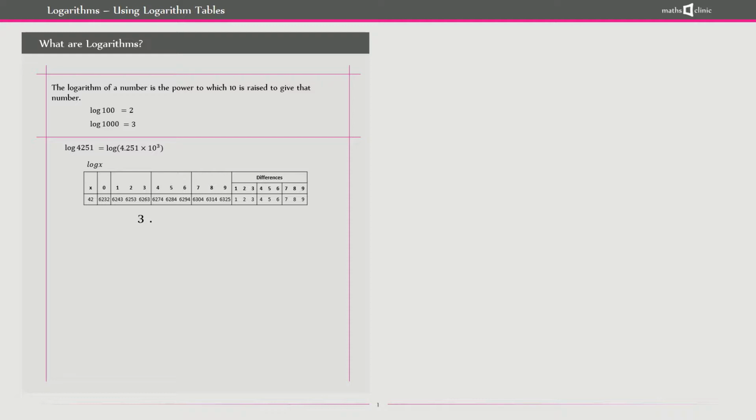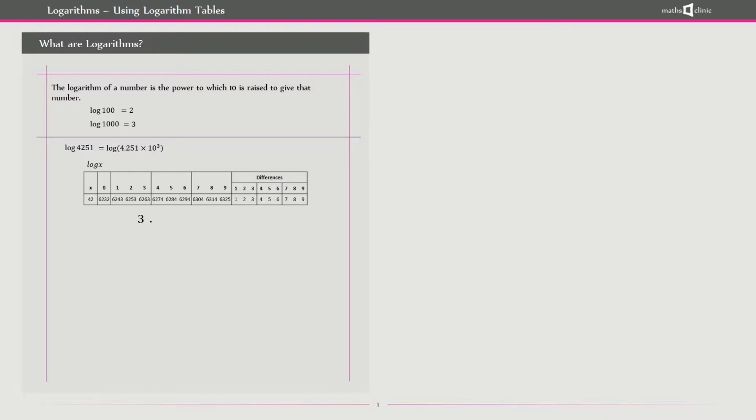Now you look at your logarithm table, and the number is 4251. We extracted this from a logarithm table, and normally if you look at a logarithm table, you actually have a lot more rows than you have here. We just have one row, the row for the number 42. Basically, you're going to use this to find the log of 4251.